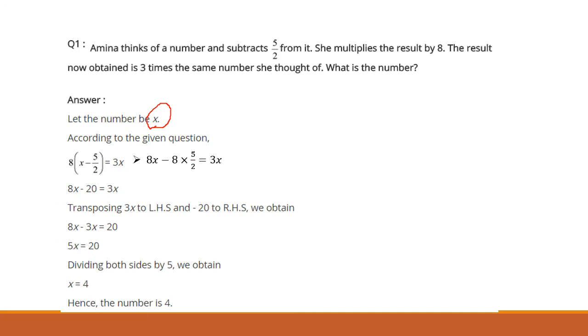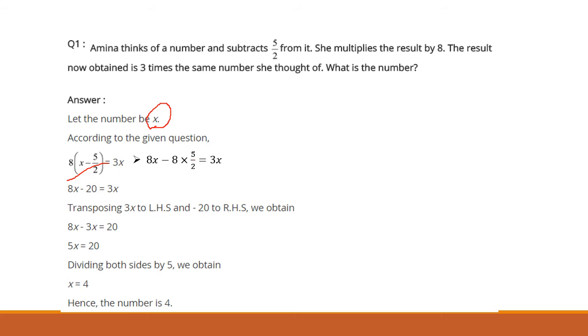Then the result now obtained is 3 times the same number. The number considered is x, so that means 3 into x. So 8 into x minus 5 by 2 equals 3x is the linear equation obtained from the given question.